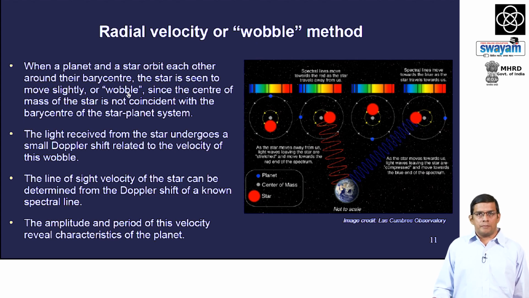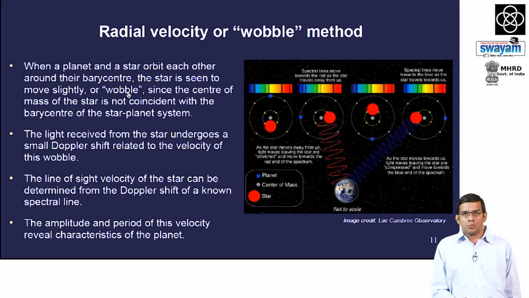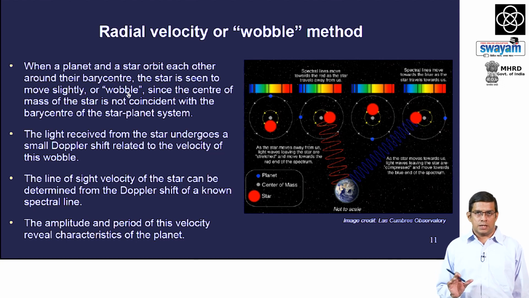Now, we come to one of the major methods, that is the radial velocity or the wobble method. When a planet and a star orbit each other around their barycenter, the star is seen to move slightly, or wobble as we call it, back and forth. This happens because the center of mass of the star is not coincident with the barycenter of the star-planet system. As you can see in this diagram, this is of course highly exaggerated.